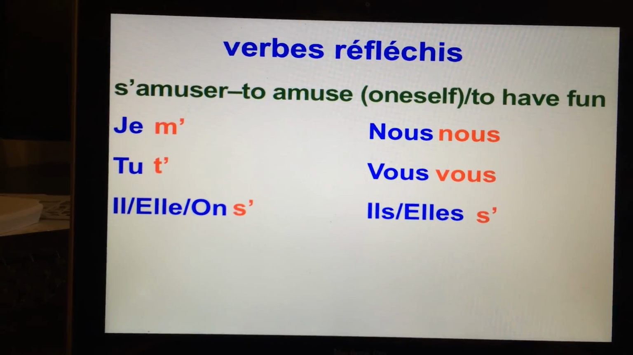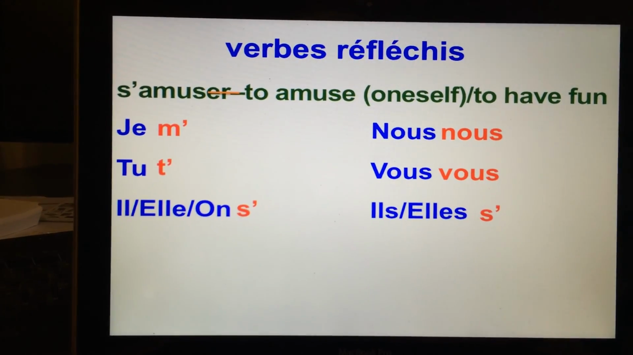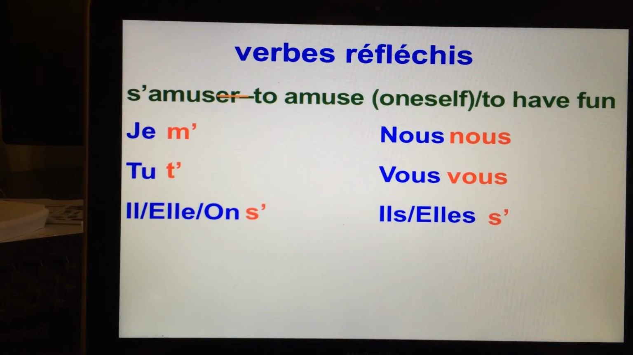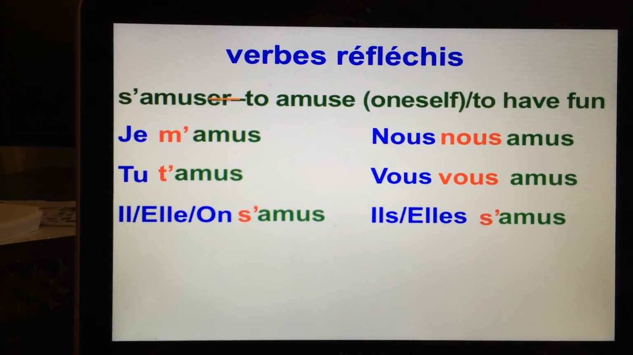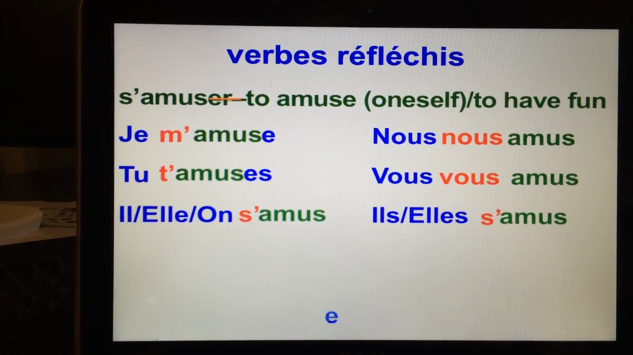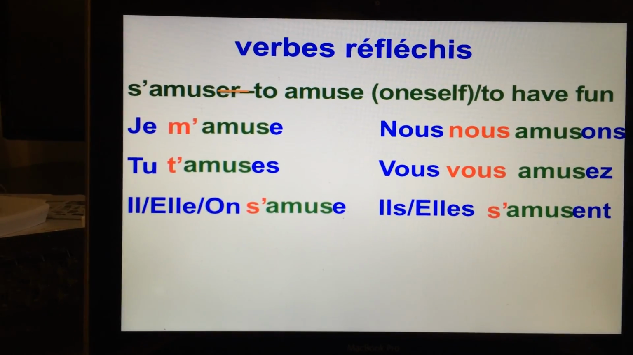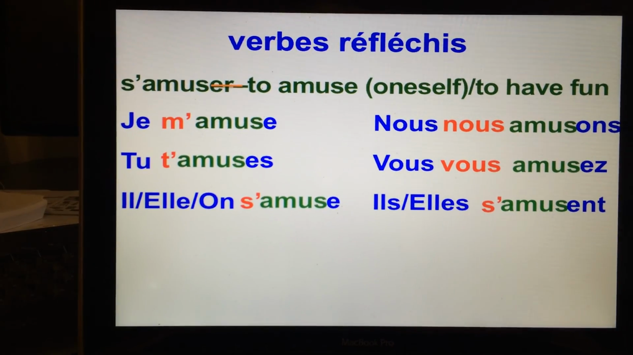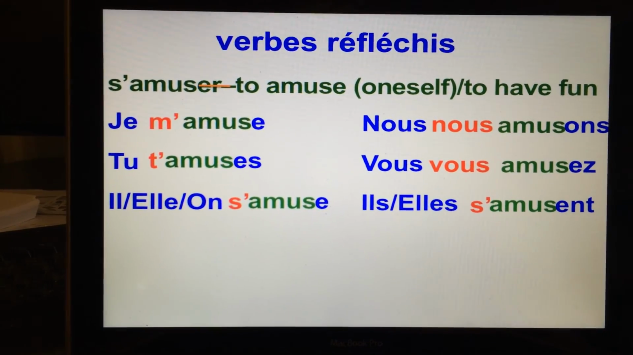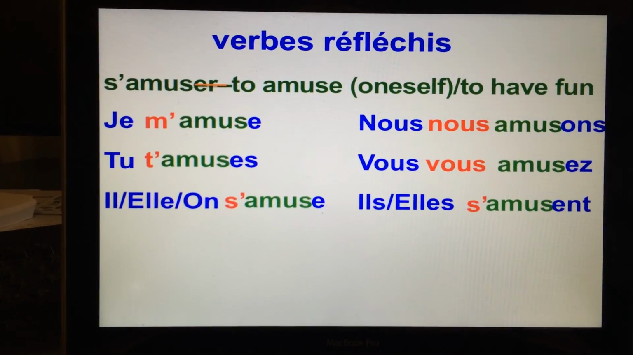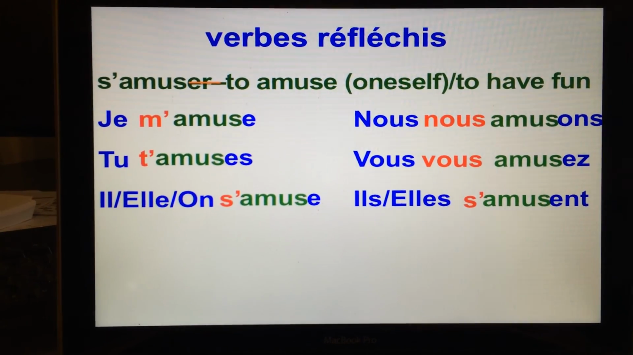All right. So to finish our conjugation table here, we just chop off our er, because amuser is a regular ER verb. And then we have our verb stem, amuse. And then we just add our regular ER verb endings again: e, es, e, ons, ez, ent. So, je m'amuse, I'm having fun. Tu t'amuses, you're having fun. Elle s'amuse, she's having fun. Nous nous amusons, we are having fun. Vous vous amusez, you are having fun. And ils s'amusent, they are having fun.